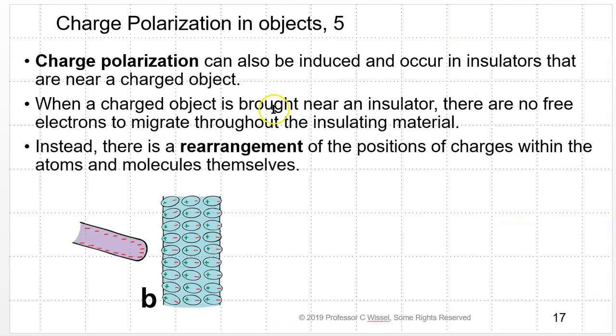Now, charge polarization can also be induced and occur in insulators that are near a charged object. When a charged object is brought near an insulator, there are no free electrons to migrate through the insulating material. Instead, there is a rearrangement of the positions of charges within the atoms and molecules themselves. You can sort of see here's the negatively charged object, and it's going to slightly distort all these atoms and molecules inside. The positive charges will end up being pulled slightly closer to this negative charge. Negative ones are going to be slightly pushed away. And remember, it's an inverse square law, so close wins.